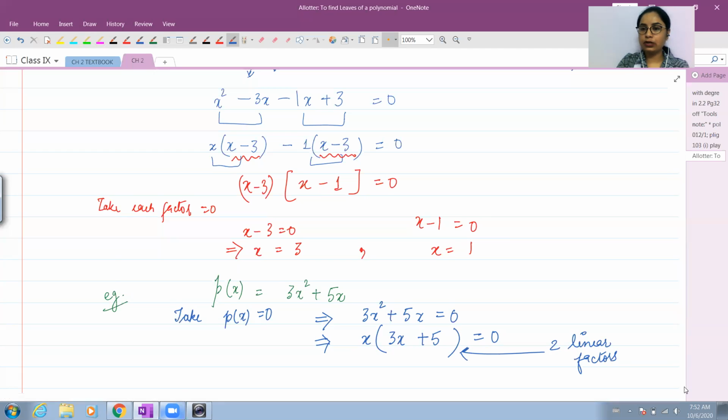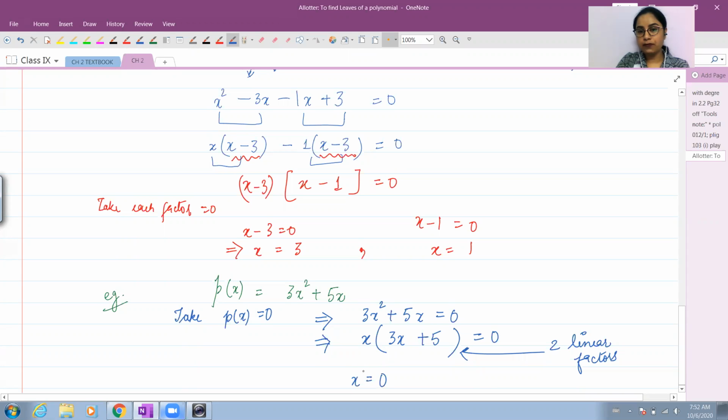And what's the next step once you have obtained the linear factors? Please don't take x to the right hand side and divide by 0, like 0 by x. Don't make it 0 by x and write it as 0. You want to use both these linear factors. X ko eliminate nahi kar dena yahan pe. You want to take each of these linear factors equals to 0.